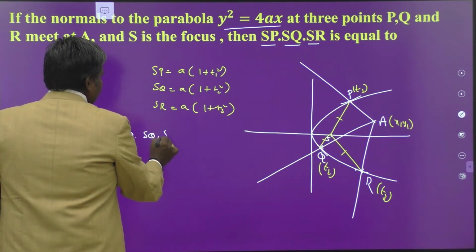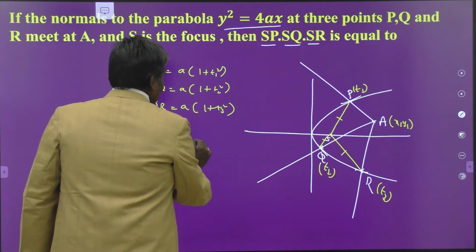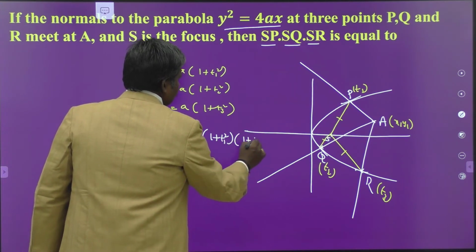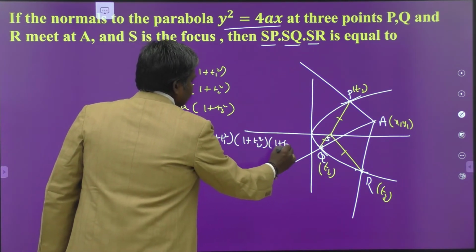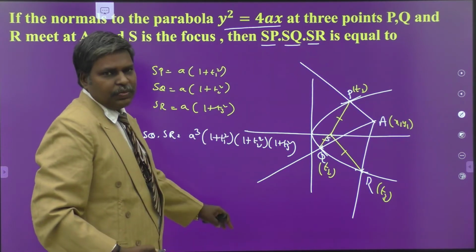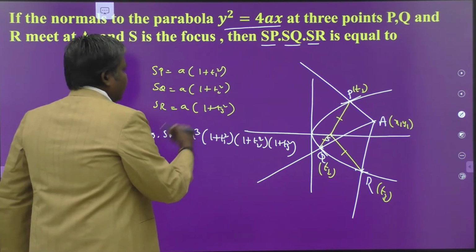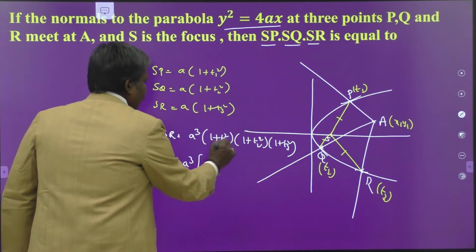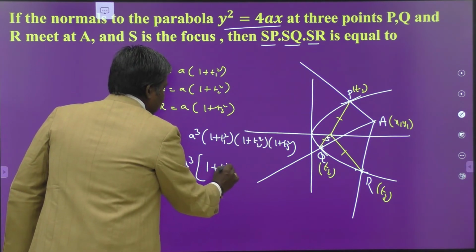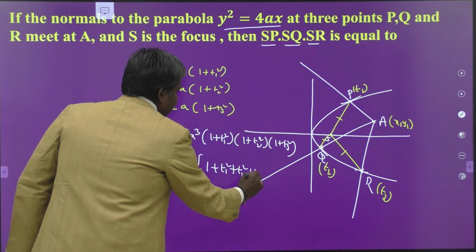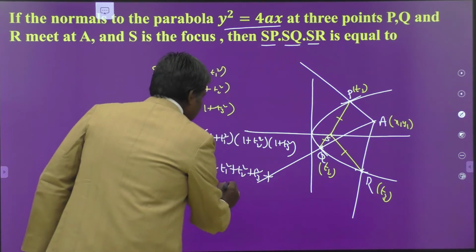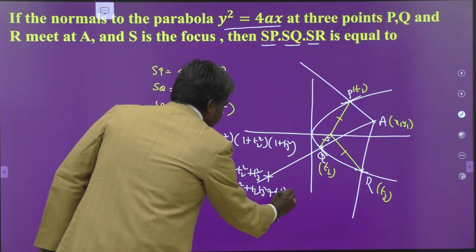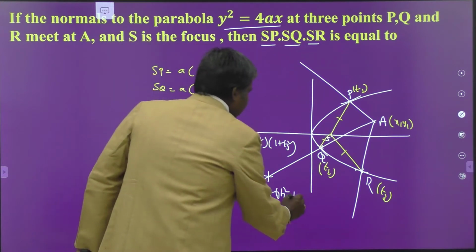SP into SQ into SR is equal to a cube times (1 plus t1 square) into (1 plus t2 square) into (1 plus t3 square). We have to simplify this and make it in terms of x1, y1. a cube times 1 plus t1 square plus t2 square plus t3 square plus t1 square t2 square plus t2 square t3 square plus t3 square t1 square plus t1 square t2 square t3 square.